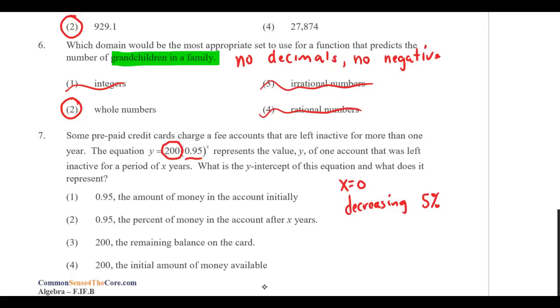So my starting value, if I plug in a 0, is 200. The equation represents what's left inactive, which will be $200, which is the remaining balance on the card. So it'll be choice 3.